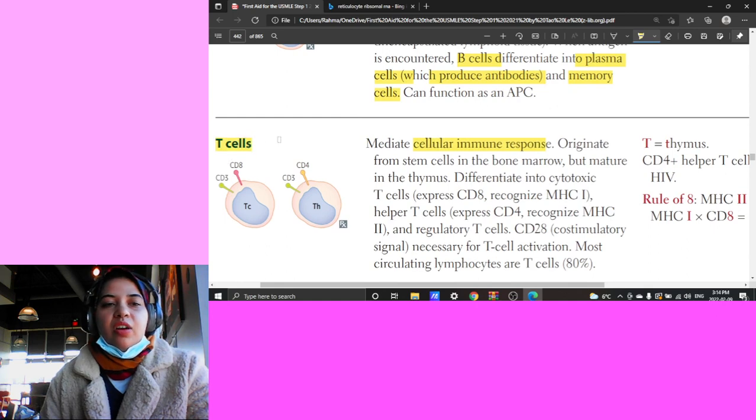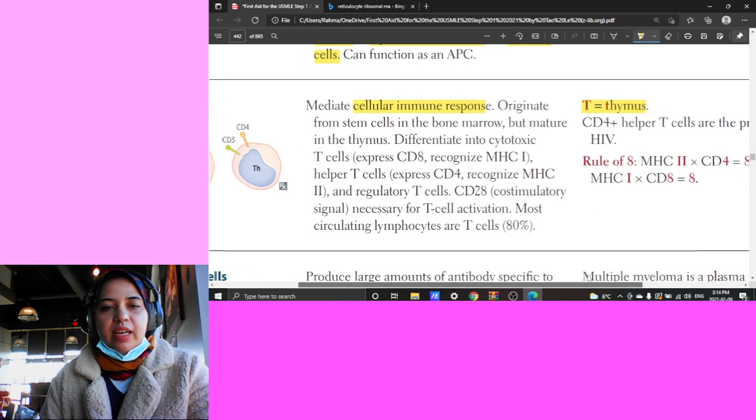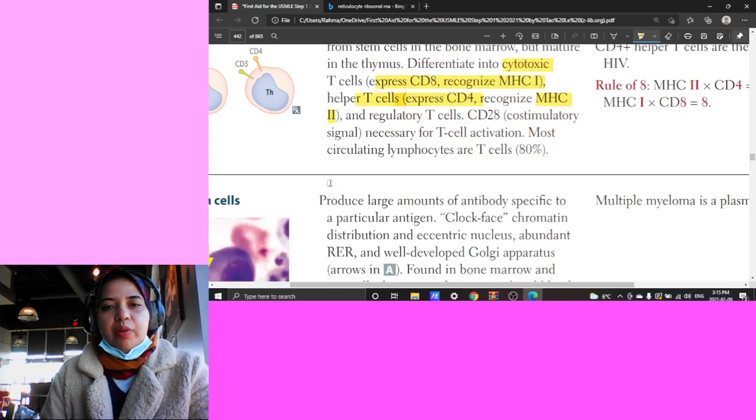Next, you have the T cells. They're called T cells because they mature in the thymus. You have two types: the CD4 helper cells, and the CD8 cytotoxic cells. The cytotoxic cells express CD8 and recognize MHC1. One way to remember that is 1 times 8 is 8. And then you have the helper T cells, which express CD4 and recognize MHC2, so 4 times 2 is 8. That's one way to remember it.